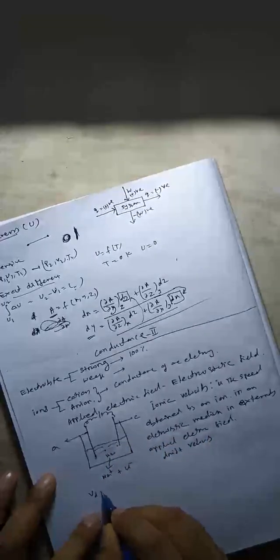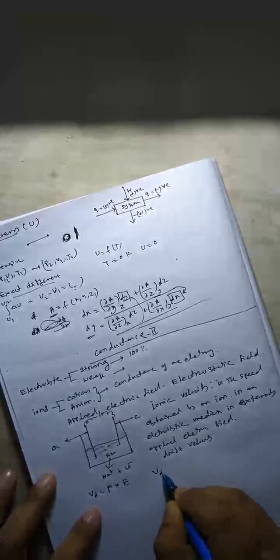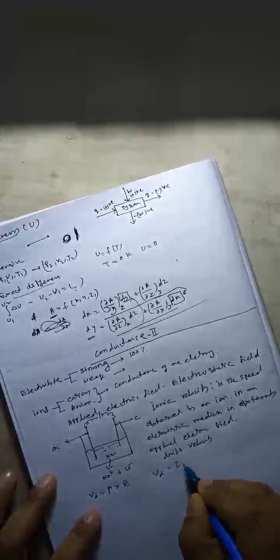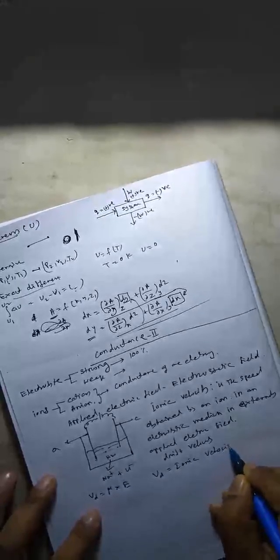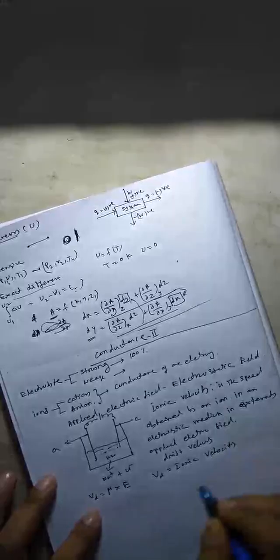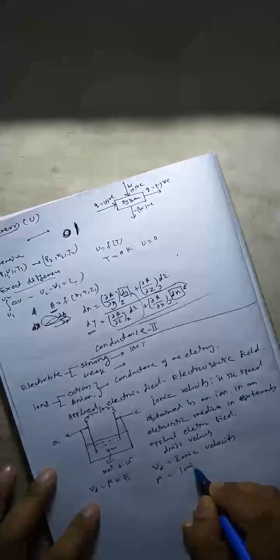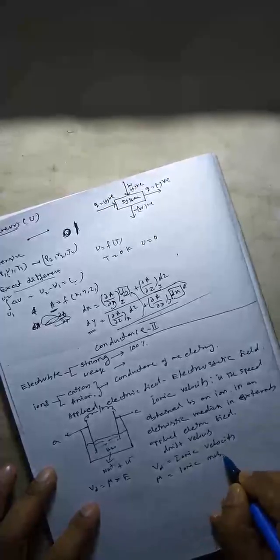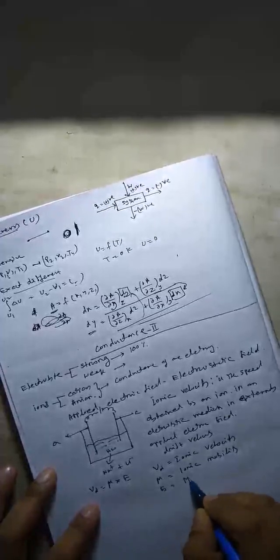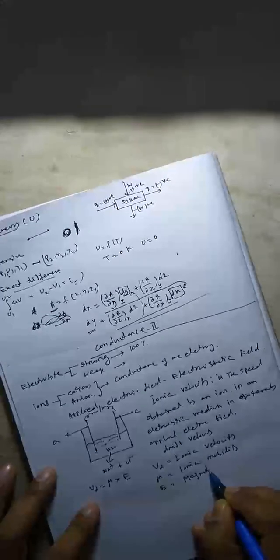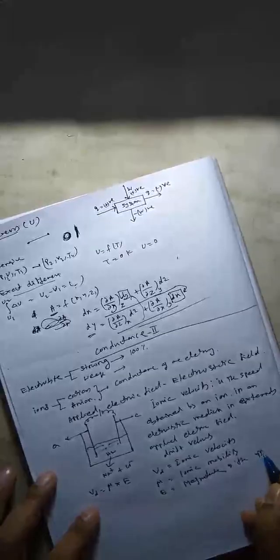What is the formula? Vd is equal to mu into E. Vd is called drift velocity or ionic velocity. Ionic velocity means the speed with which the ions move. Mu is the ionic mobility, I will tell you after this what the ionic mobility is. E is the magnitude of the applied electric field.